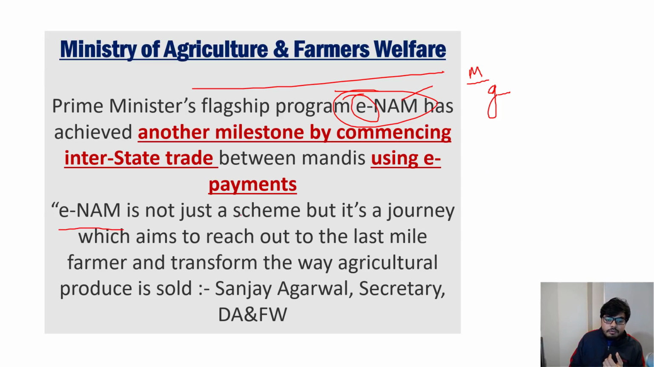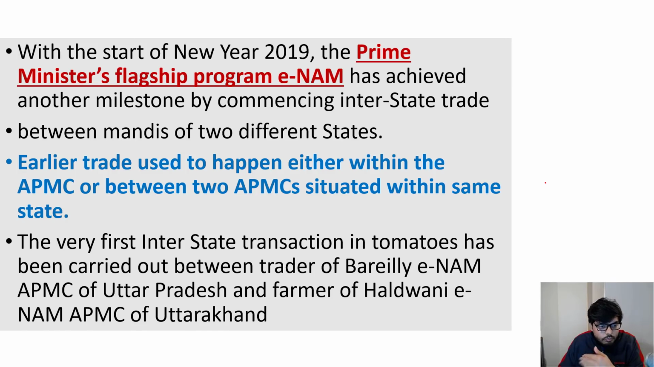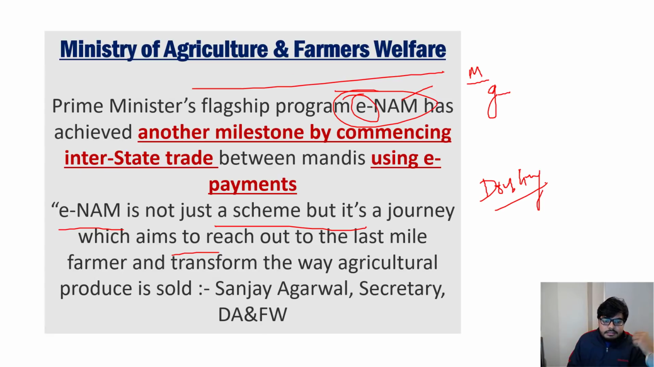So ENAM is going to be not just a scheme, it is going to be a journey that is going to change the lives of farmers, and the aim of doubling the income, that is going to be a reality only with the execution of this particular scheme. So it is working, and the main achievement is another milestone. By commencing the interstate trade, till now only the intra-state trade was happening. That means trade inside one state.